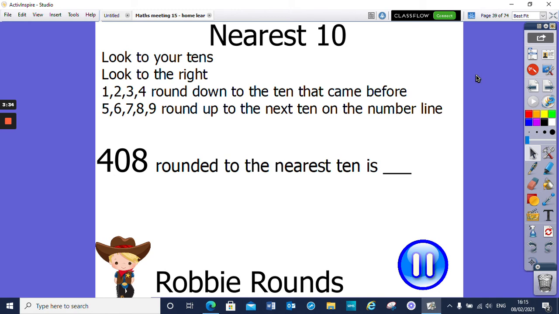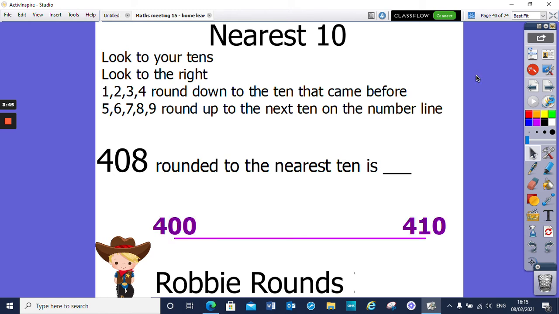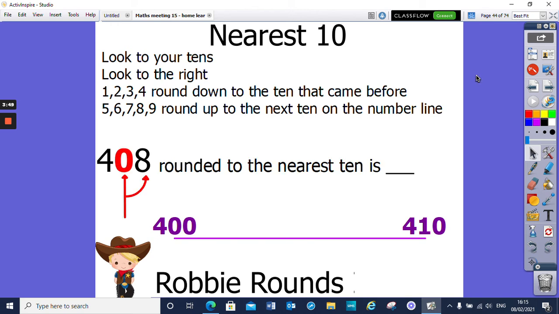Right, let's make a start, shall we? 408 rounded to the nearest 10. Well, we'll have to think, what multiples of 10 does 408 fall between? It falls between 400 and 410. 408 is somewhere between those two numbers. Remember, when we're rounding 408, we're going to be rounding the tens column, but we need to use the ones column to help us. There's an 8 in the ones column today. I wonder if that's going to help us round it up or down.